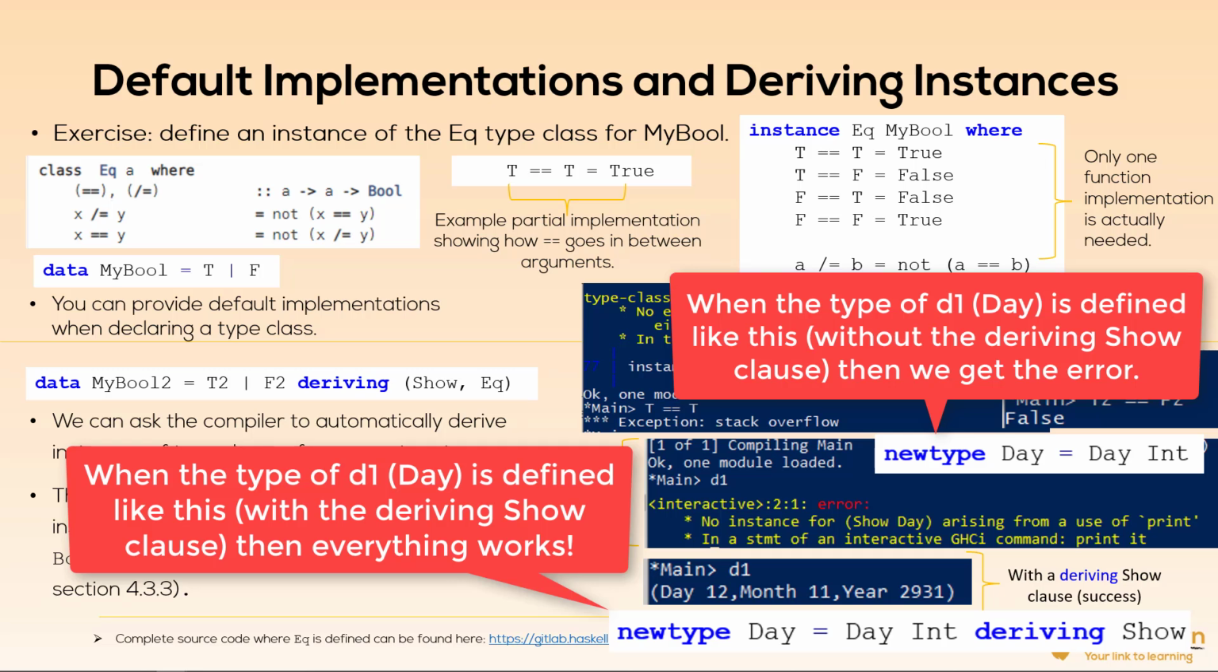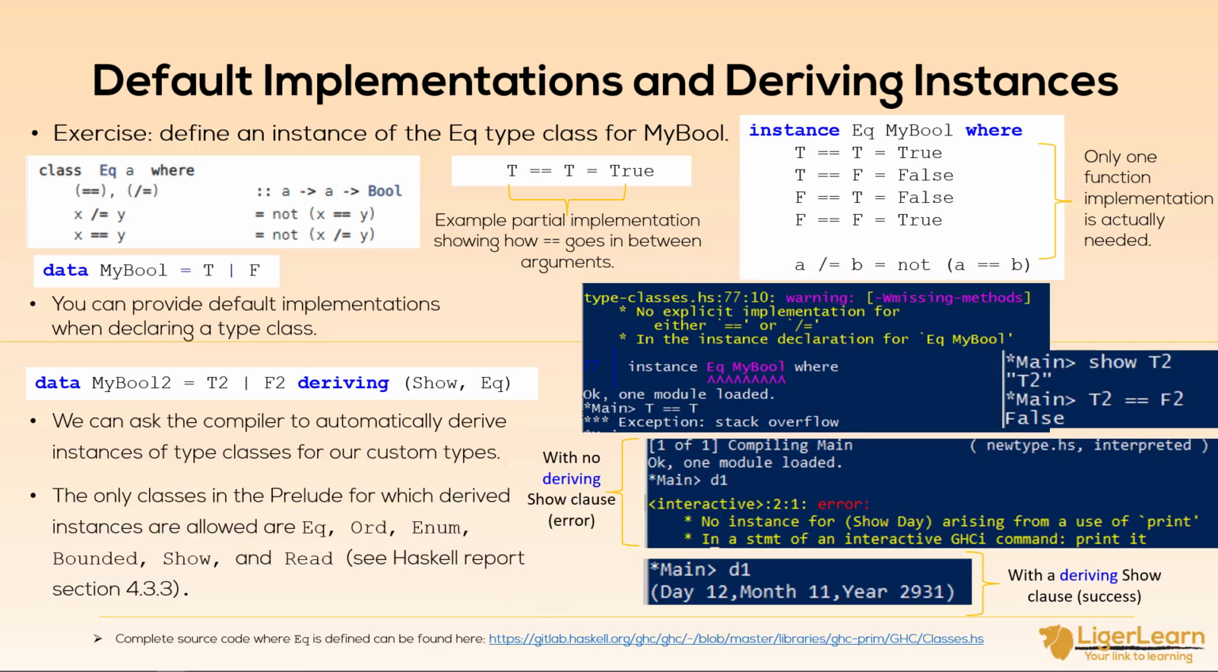Now we have come full circle and you can understand exactly what is happening. The deriving show clause is instructing the compiler to automatically derive an instance for the show type class for the day type. That way you don't have to write one yourself. And the instance of show defines a function which can take a value of type day and convert it to a string, which can then be printed on the screen by GHCI. It took a while, and I promised I would explain what was going on, and finally we have got there. Deriving type class instances for EQ and show is extremely common for your custom type definitions and is a very handy feature that saves us having to write tons of boilerplate code.